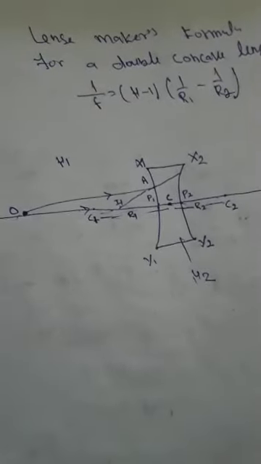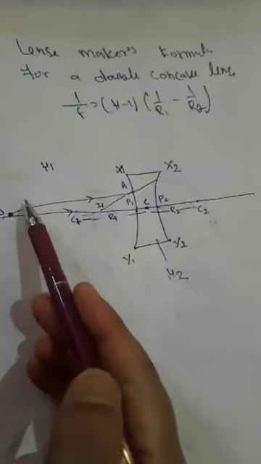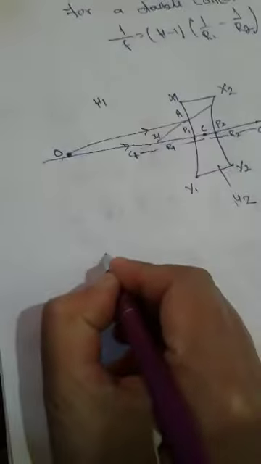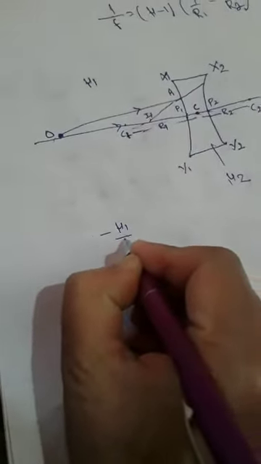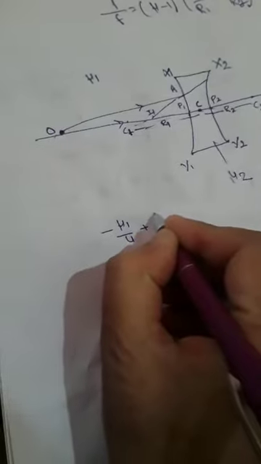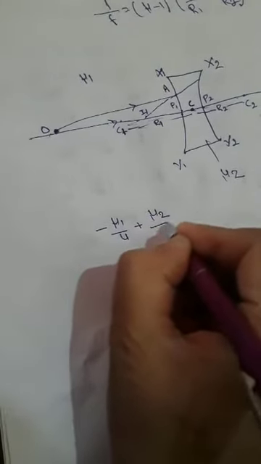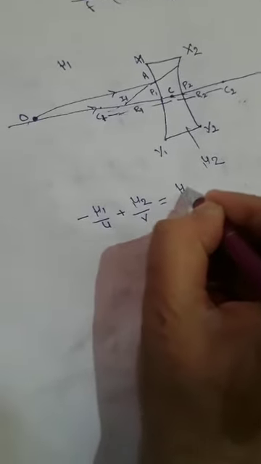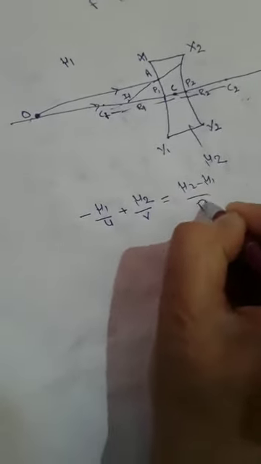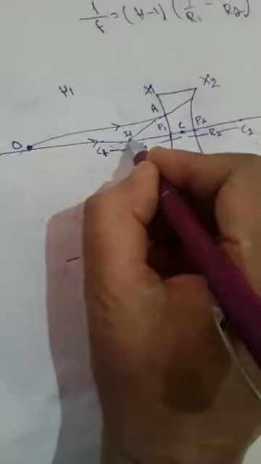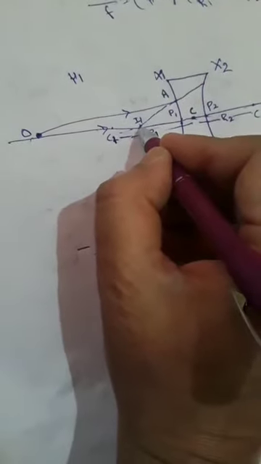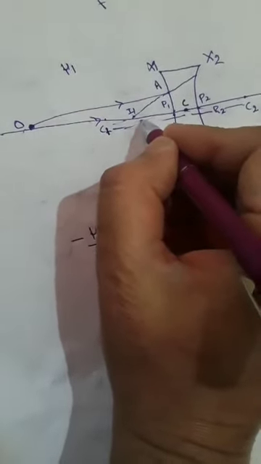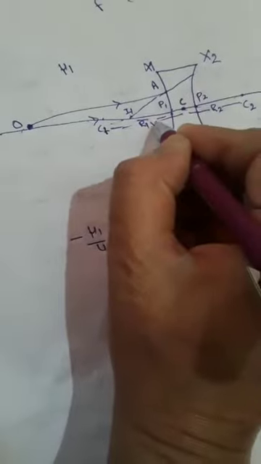When light falls from the rarer medium to the denser medium, we have a relation. If you remember it: minus mu1 by u, plus mu2 by v, is equal to mu2 minus mu1 divided by r. But this is not the final image, so we call this distance v1.